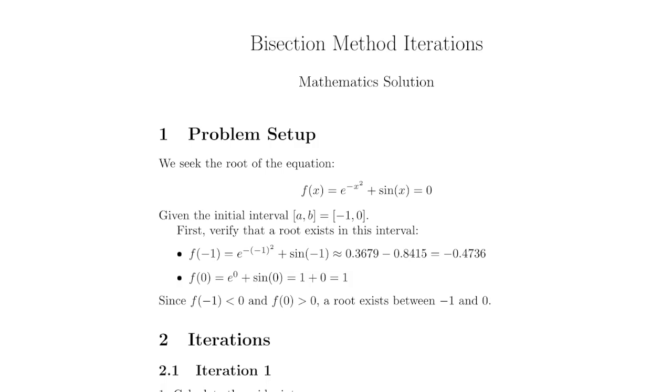In this video, we want to find the root of the equation e to the negative x squared plus sine of x equals 0 using bisection algorithm. We're going to perform two iterations using starting interval a equals -1, b equals 0, and we're going to estimate the error.